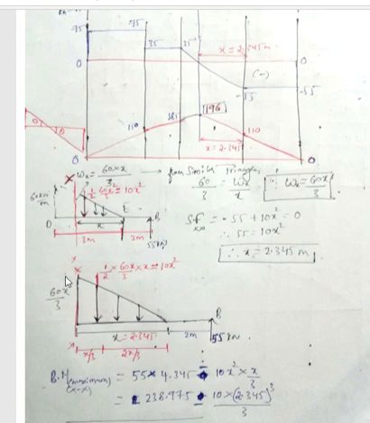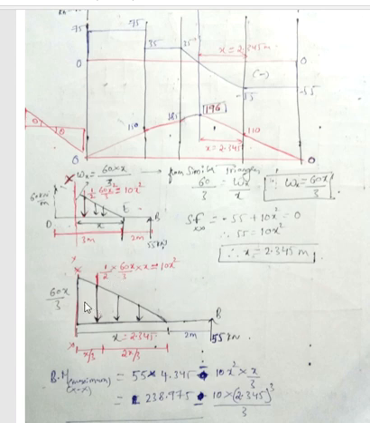Now again, this UVL I need to convert into a point load to calculate x. How to convert it into a point load: consider the area of the triangle, half base times height. The base is x, and the height or load intensity is 60x by 3. So half base is x and height is 60x by 3, so it will become 60, you can divide it by 6, so it will become 10x square.